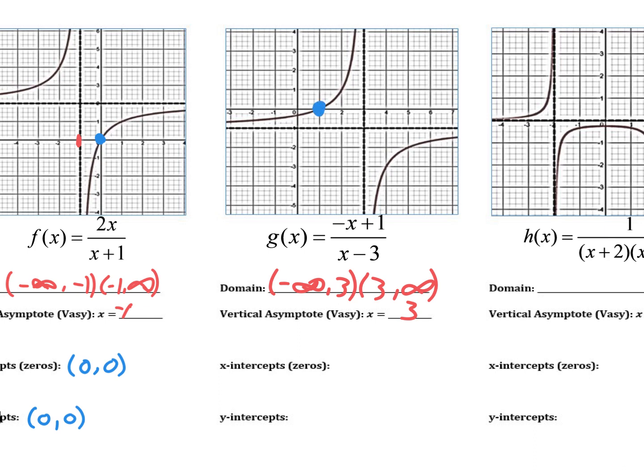Then we have our x-intercept. Well, our x-intercept is right here at 1. So we'd write that as (1, 0). Y-intercepts, where does it hit the y-axis? I don't even know what that value is. We're going to guess. I'll say 1/4. So we have a y-intercept of (0, -1/4).